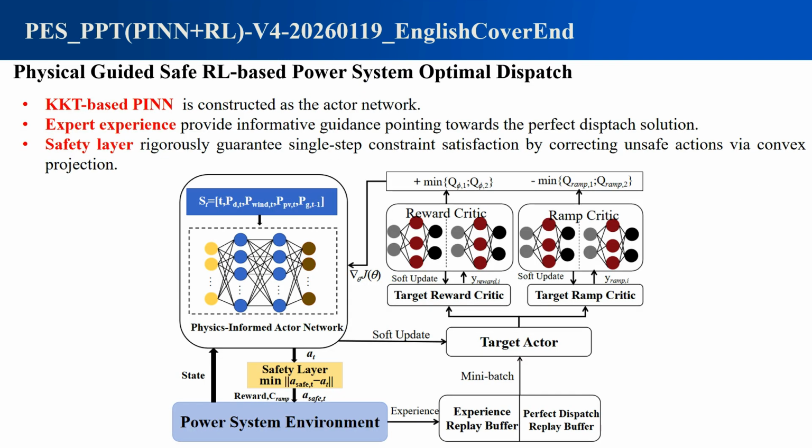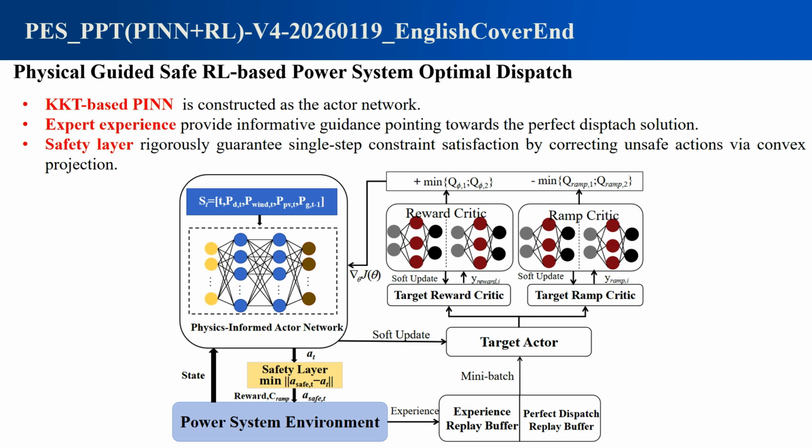The full framework has three interacting sources of guidance. The first is the KKT-based PINN actor. Instead of letting a generic neural network map states to dispatch actions, the actor is trained with residuals derived from optimality and feasibility conditions. This makes the policy gradient point toward solutions that look like economic dispatch, not just toward high numerical reward.